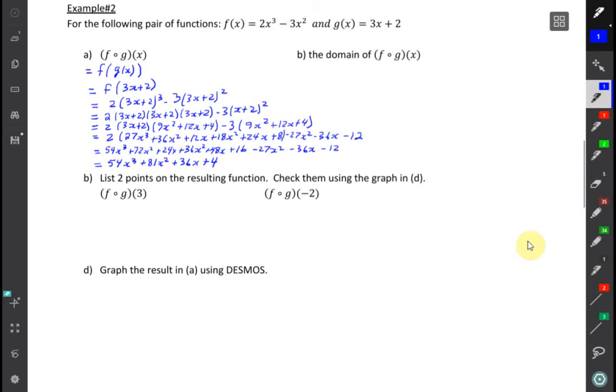Looking at the domain, we see that this function is a cubic function. And we know that with cubic functions, the domain is x element of R. Domain equals the set of x is an element of R.